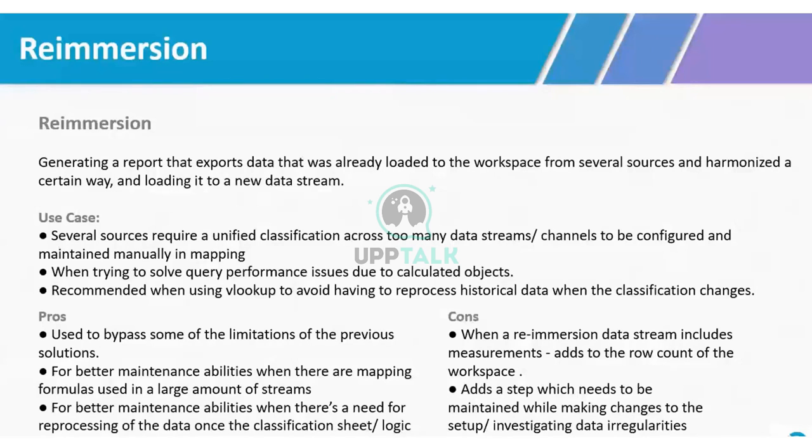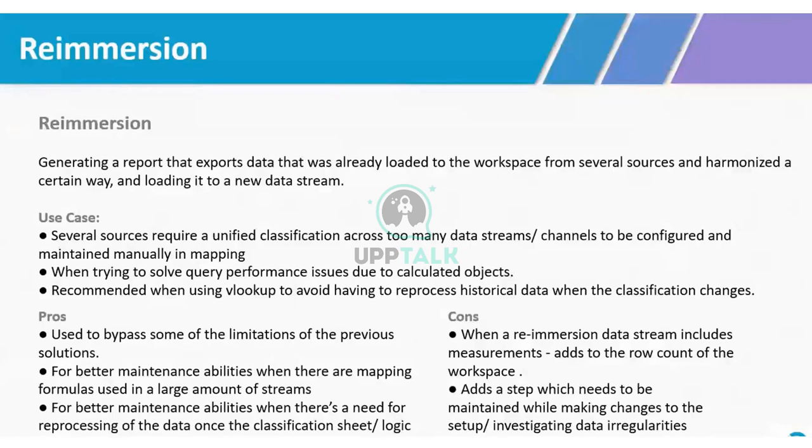When trying to solve query performance issues due to calculated objects, when we have query performance issues and calculated objects, which are basically trying to solve query performance, we use re-immersion. Recommended when using VLOOKUP, to avoid reprocessing historical data when the classification changes.